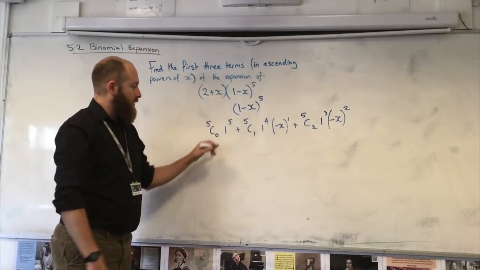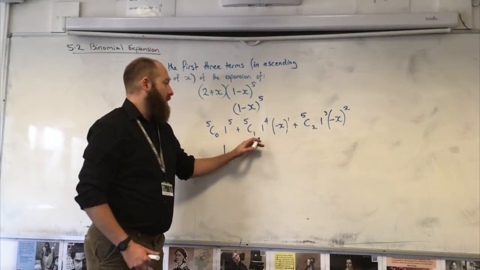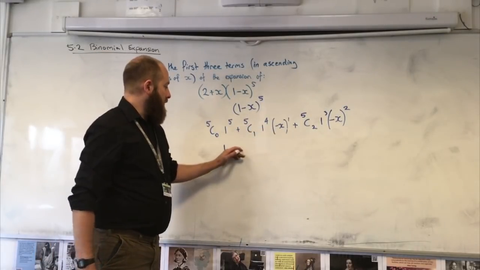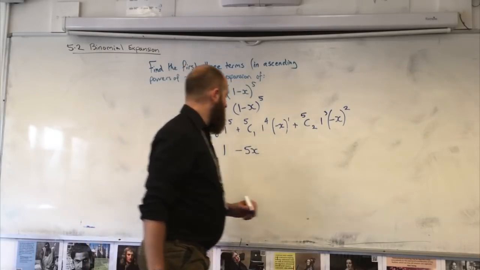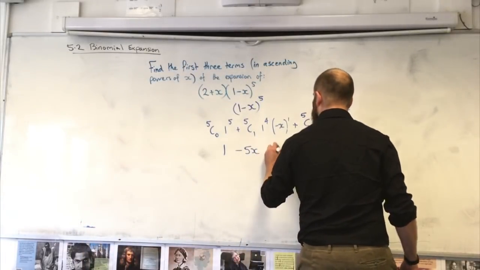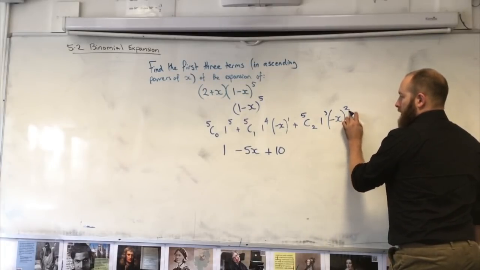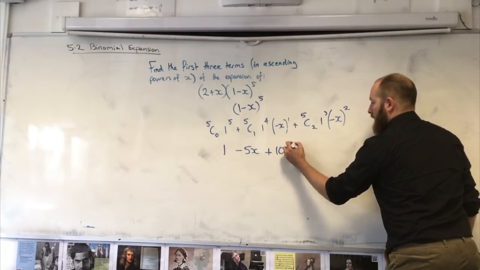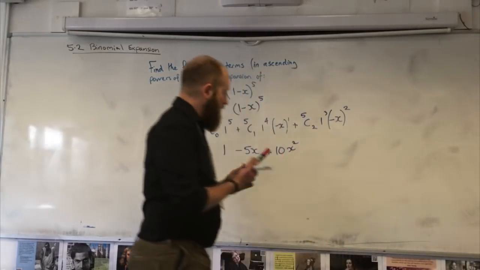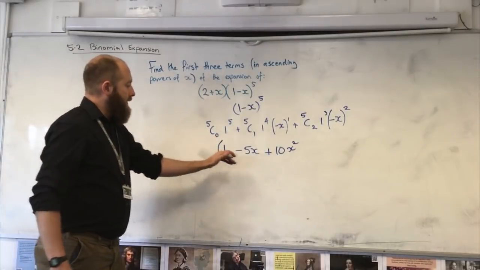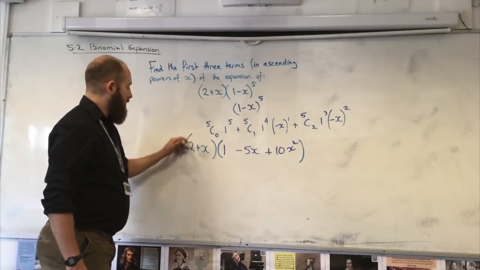1 times 1 to the 5 is going to be 1. 5C1 is going to be 5. 5 times 1 is 5 times minus x is minus 5x. And 5C2 is going to be 10. 10 times 1 cubed is 10 times minus x squared is 10x squared. So that is all 1 minus 5x and 10x squared. We now need to times that by 2 plus x.